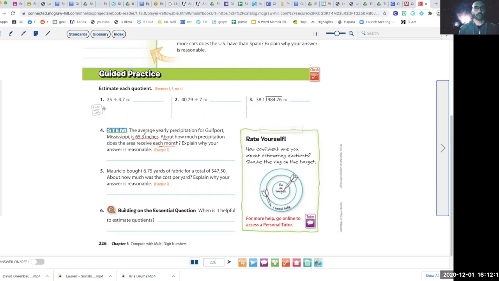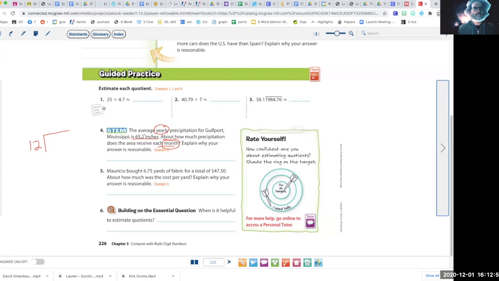So here we go. Here they talk about yearly, and now we have to know monthly, right? So here's the trick. You need to know how many months there are in a year. How many months there are in a year? Let's see if you know that. Ready, go. Okay, so you know there are 12 months in a year, and this is 65.3.